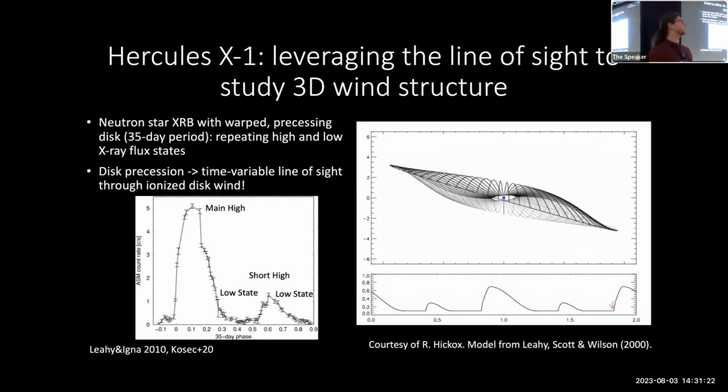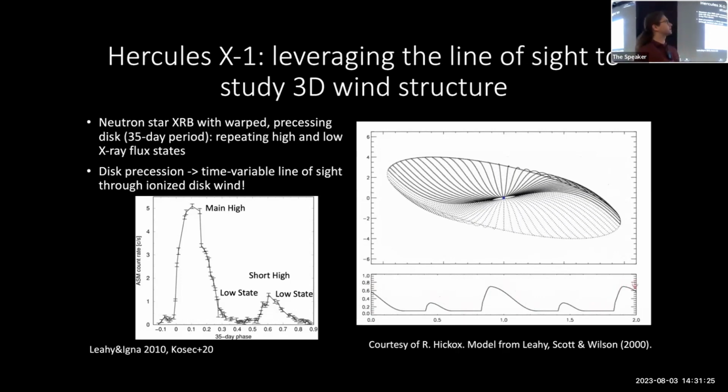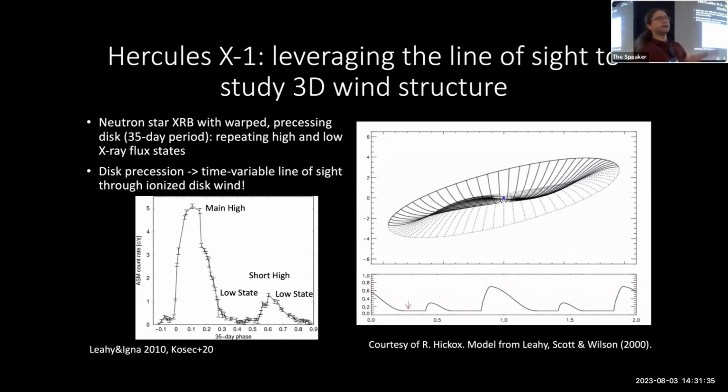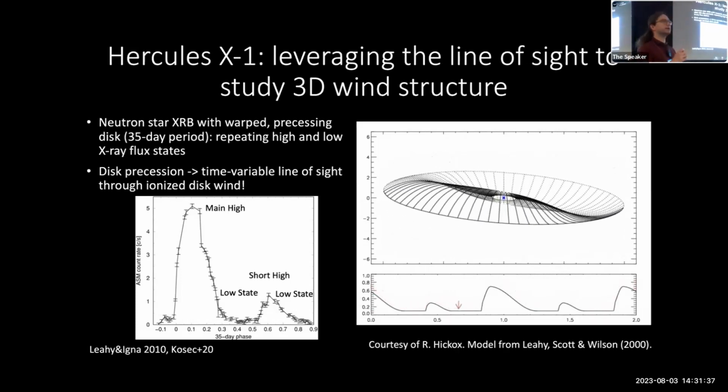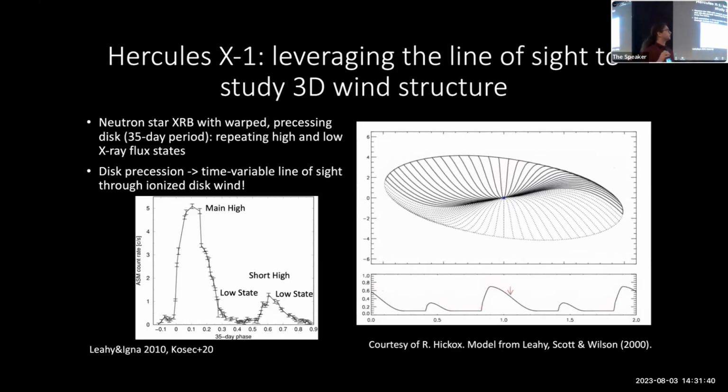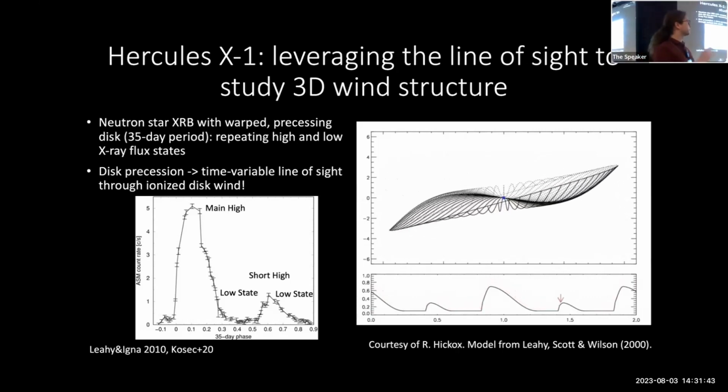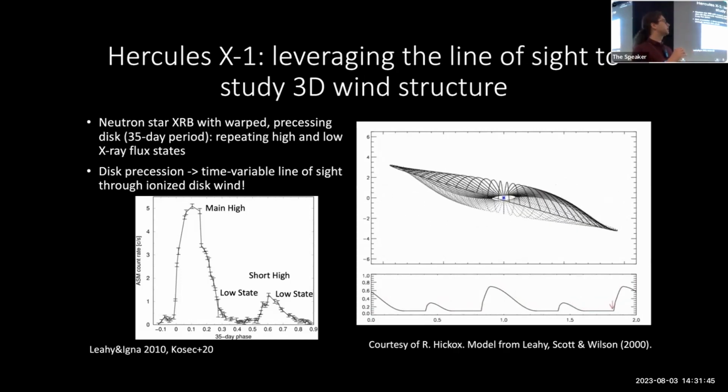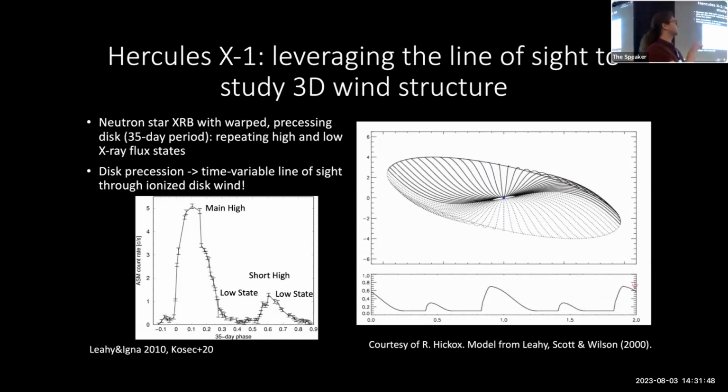And at most times of this 35-day cycle, some part of this disk is obscuring our line of sight towards the inner accretion flow, which produces most of the X-rays. And then we see a low state. At other times, we can see directly at the neutron star, which is in the center, and then we see a high state. But what's very neat about this is that during different parts of these high states, our line of sight towards the neutron star is probing different regions above the disk, specifically at different heights above the disk. And it's going through this highly ionized disk wind that we observe in the system.